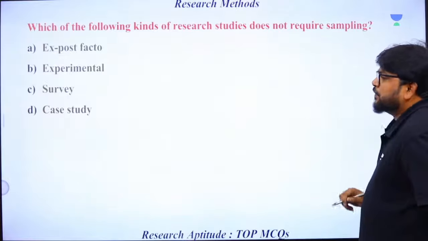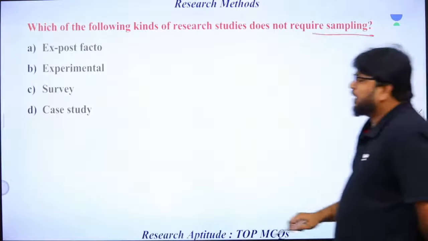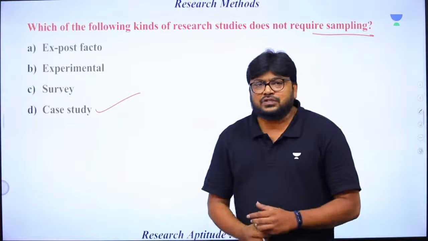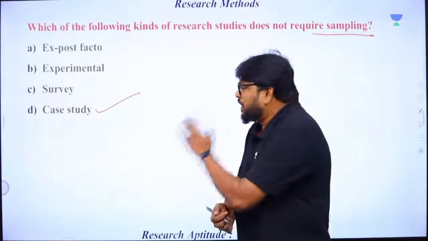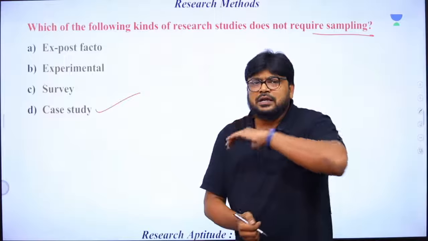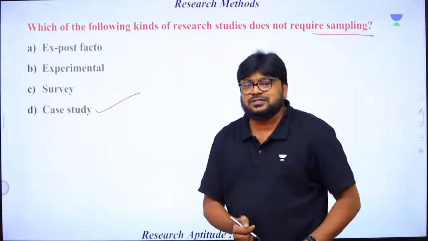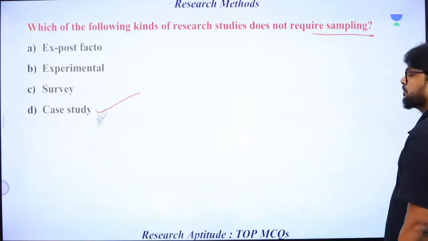Next, which of the following kinds of research does not require sampling? Undoubtedly, case study. For doing experimental research, also you are taking the sample of blood. For doing some survey, also you are going for a large sample. We have gone to this word large sample. In the same manner, case study method we don't require sampling.